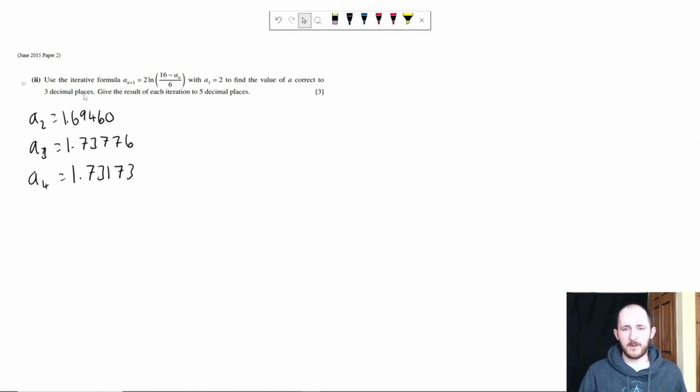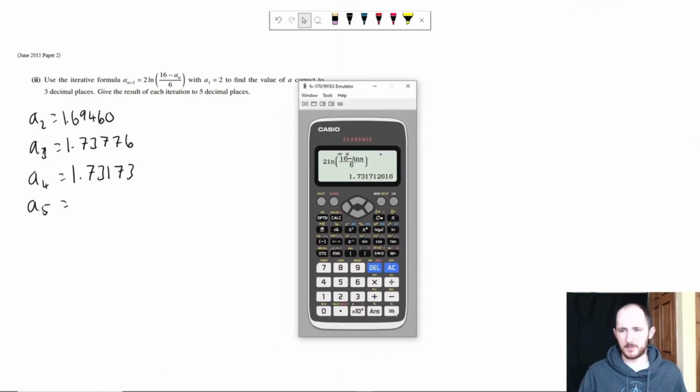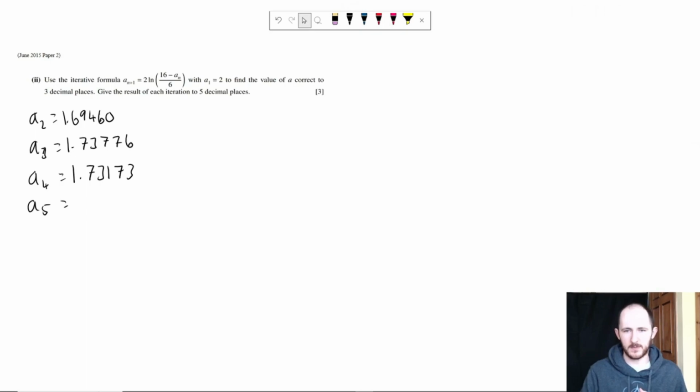1.73173. So if I look to 3 decimal places, they're both the same to 2 decimal places, but not to 3, so we have to keep going. So A5 should change by even less, 1.7325, blah, blah, blah. I'd recommend trying to write it out relatively neatly, because I'm trying to line up the decimal places so I can see if they're changing or not.